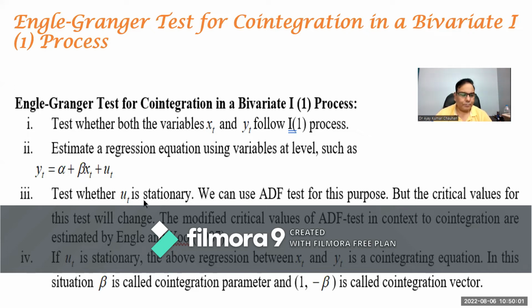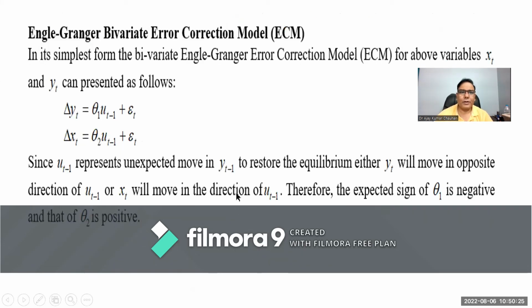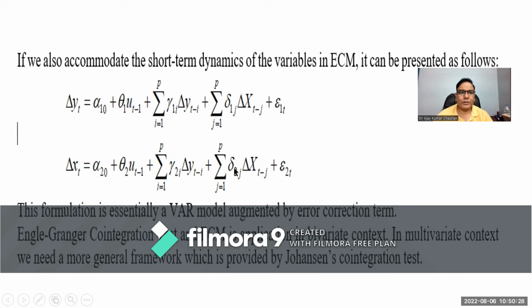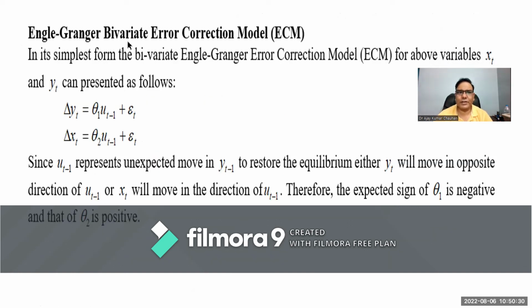Whenever we apply the error correction mechanism, we have to find out the speed of adjustment. So that I will explain to you. This is the old test. Nobody applies this test nowadays, because this test has many problems, so now we are moving to the other test. So this is the continuation of the Engle-Granger test.